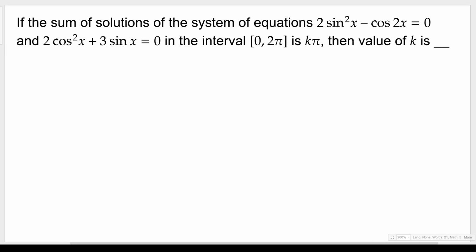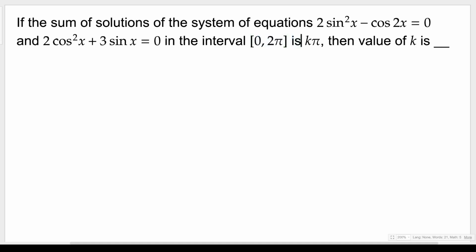So consider this problem statement. It says that if the sum of the solutions of the system of equations, that is 2 times sin x squared minus cos of 2x equal to 0, and the other equation given as 2 times cos x squared plus 3 times sin x equal to 0, in the interval 0 to 2 pi, and this is the closed interval, that means 0 and 2 pi radian are included.